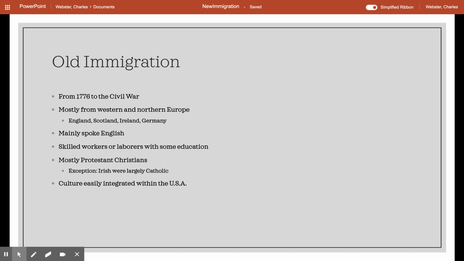Many of them were Protestant Christians, so they were Anglican, they were Baptist, they were Methodists, they were Presbyterian. And the one exception were the Irish, who were largely Catholic. But overall, the cultures they came from easily integrated within the United States. The political system, a lot of what people read, the language people spoke, the music, a lot of political and religious beliefs were already in the United States, so it was easy to fit in and find other people who you could agree with, even if you came from a different country.